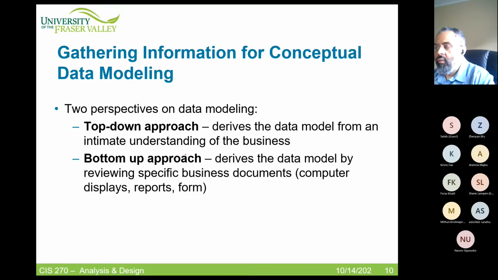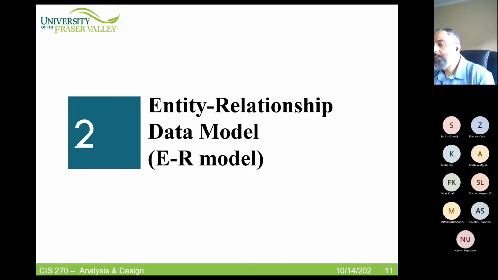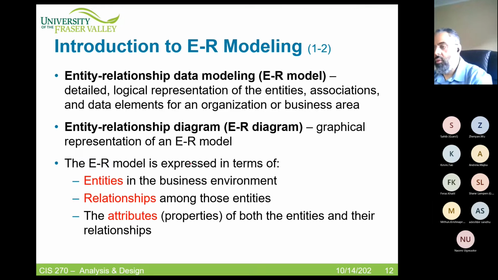Gathering information for the conceptual data model is based on what we have already done. It can be the same as what we have already talked about, the top-down and bottom-up approaches. This should be done while we do the requirement gathering, because we have already collected this as a part of the whole set of requirements that we have gathered. Let's start with the ER diagram, which is the main point that we are going to discuss.